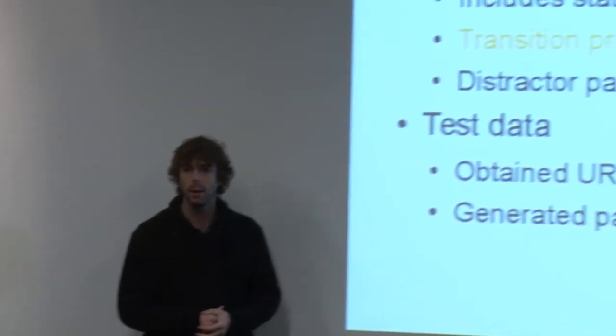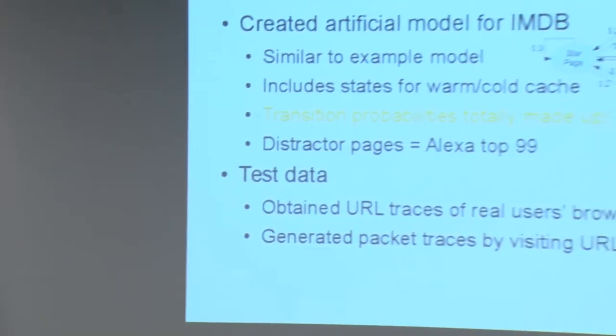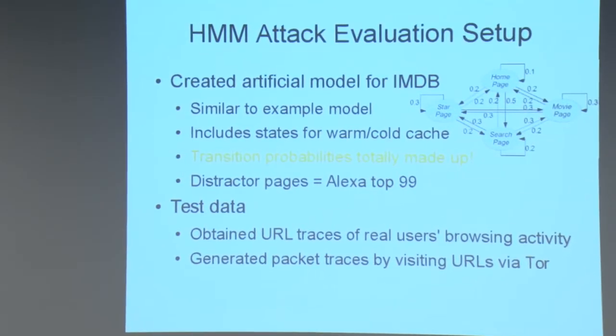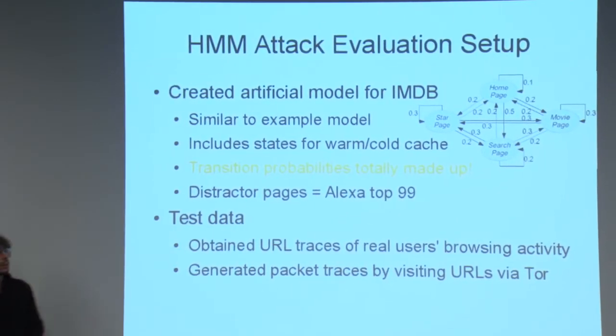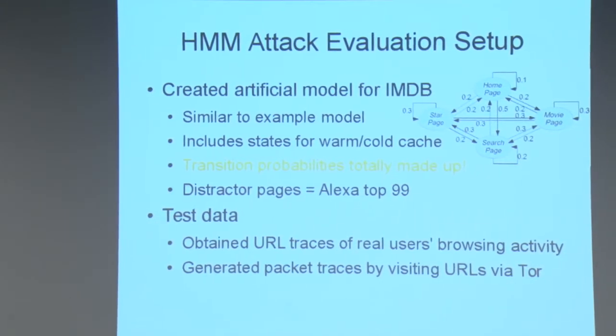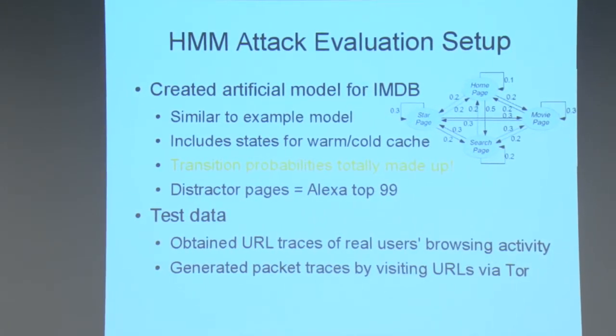We built a model for IMDb. It's actually pretty similar. Those numbers may have even been taken from the paper, the transition probabilities, but they are just made up. We actually had some extra states. Like there was a version of each page for a warm cache and for a cold cache visit to that page. And we used the Alexa Top 99 as the distractor pages.